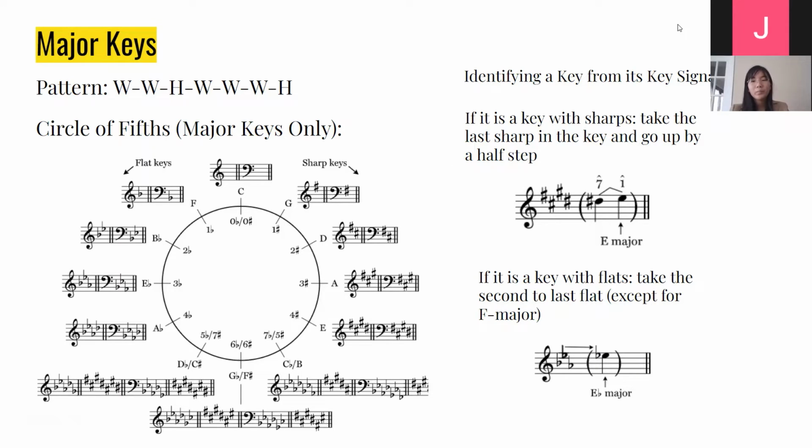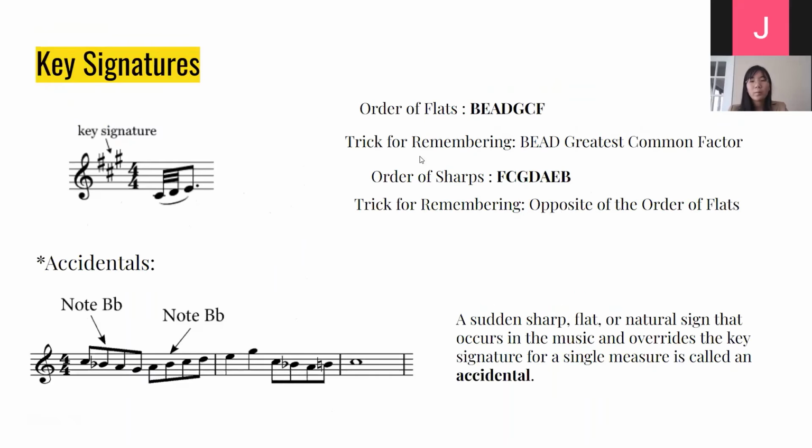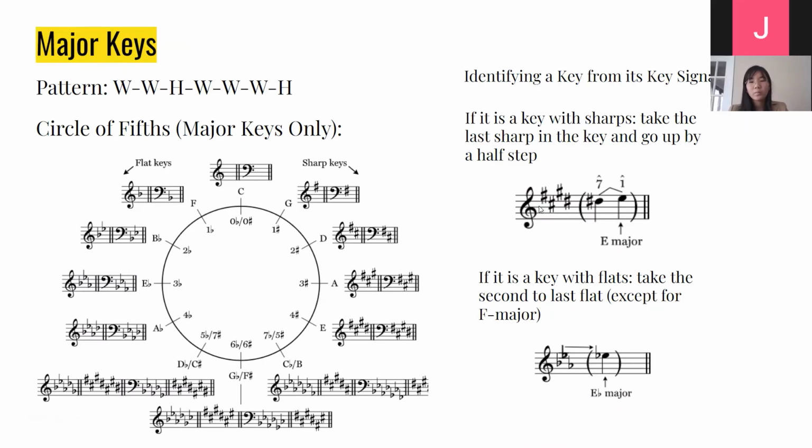And then in order to identify a key from its key signature, for major keys only though, if it is a key with sharps, you take the last sharp in the key. So in this case, that's why it's important to remember the order of the flats and the sharps. So in this case, you have F, C, G, D. So the last one in order would be D sharp. And then you raise it a half step, which would be E. So 4 sharps here in the major key would be E major.